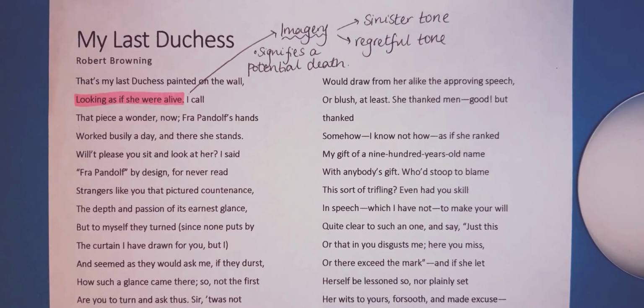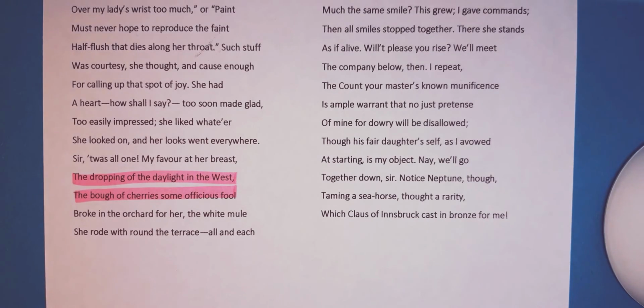And the second one is here. So this quote says, "the dropping of the daylight in the west, the bough of cherries some officious fool broke in the orchard for her." Now here, you can highlight this next part here, but I just want to focus on these two lines for now. And it's actually listing. When we analyze it, we can say that all lists come to an end like she did, so the Duchess. And it could also symbolize how the Duke's needs were endless and she couldn't fulfill them.